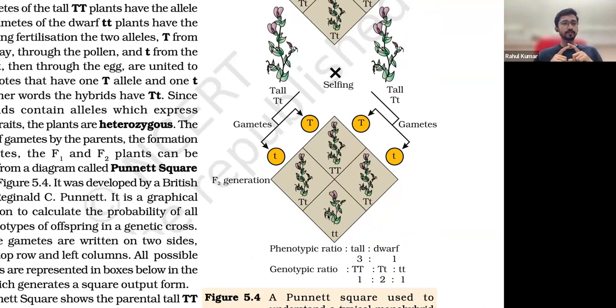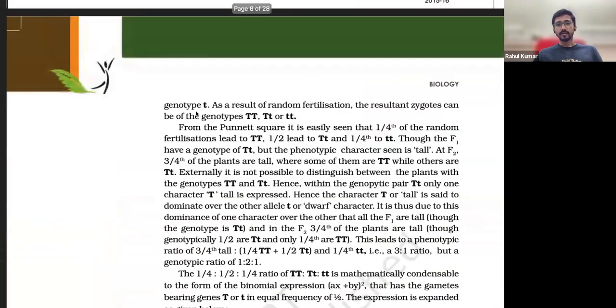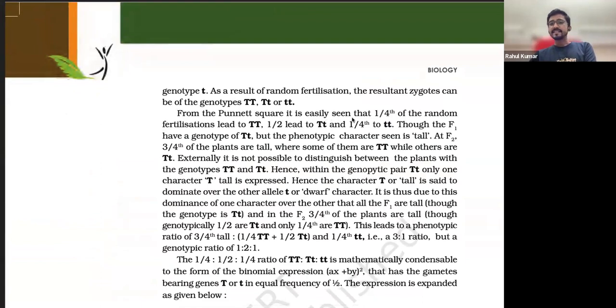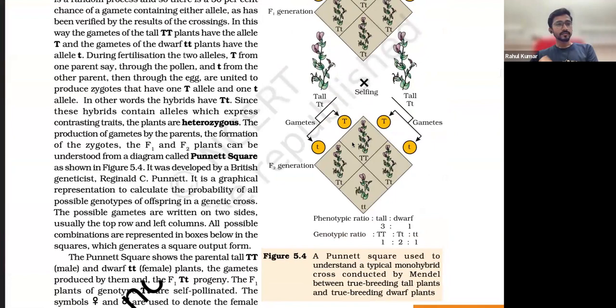But if you read the question in the first go, you will think, okay, I don't know how to justify that many times, right? So it's a difficult question with a very easy answer. And this is exactly what this paragraph is telling you. From a Punnett square, it is easily seen that 1/4 of the random fertilizations lead to capital T, capital T. It simply means that 1/4 of the progenies, when you cross two heterozygotes, will be homozygous tall. Does that make sense?